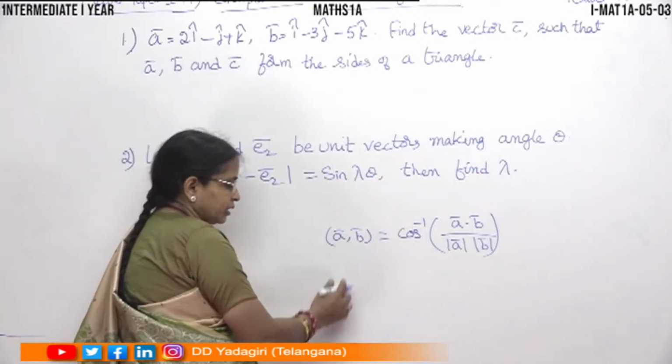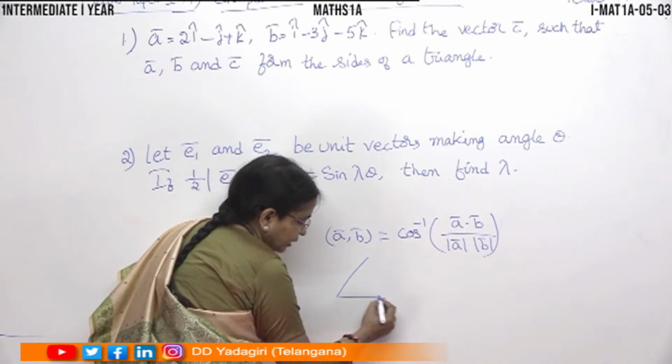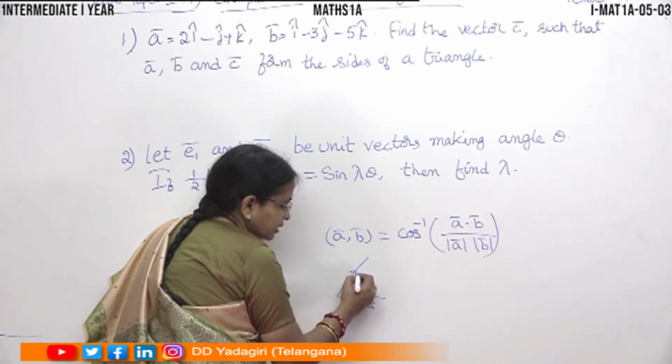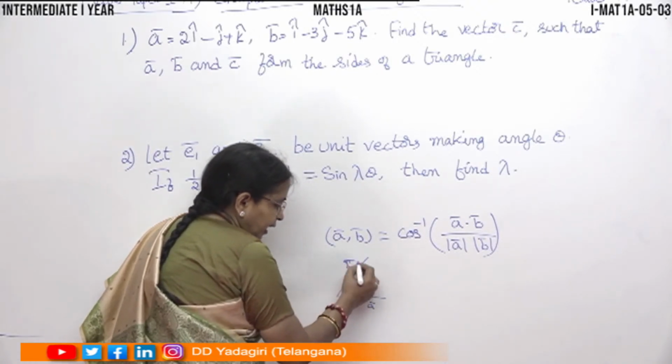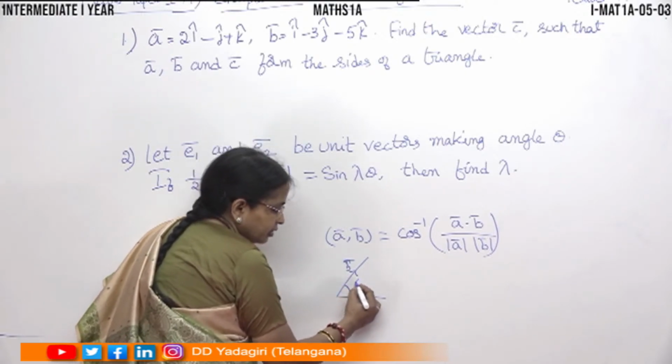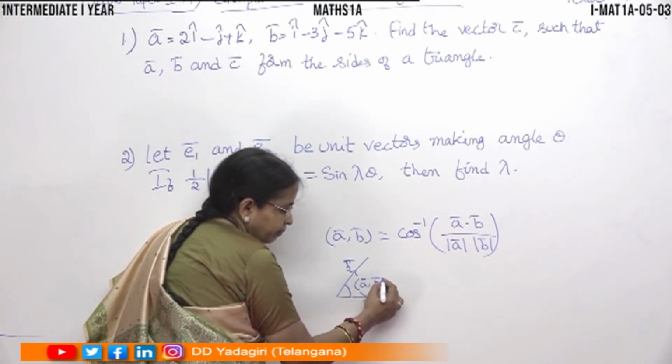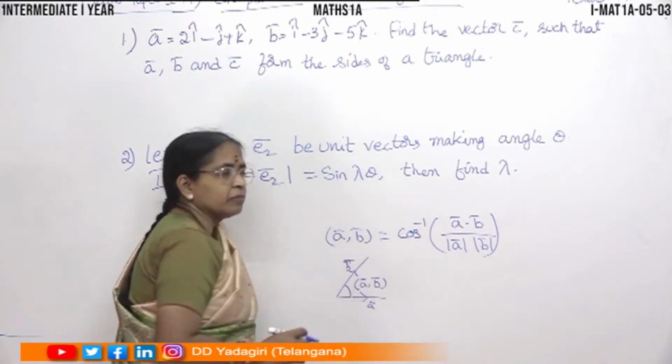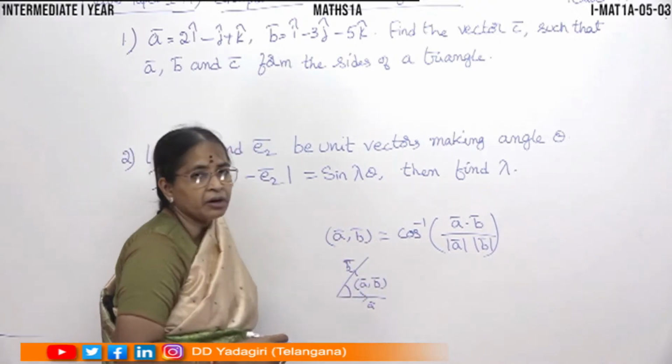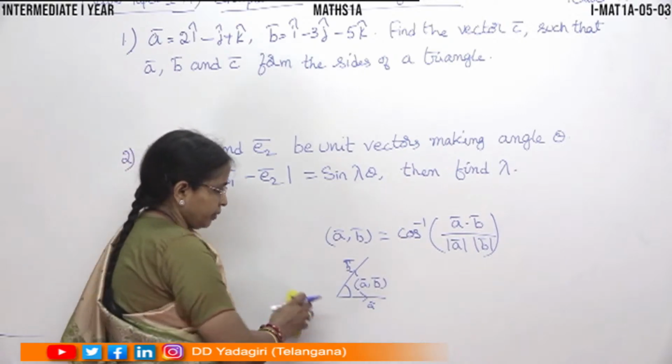Angle between two vectors, suppose A and B vector are like this. This is A vector and this is B vector. Then the angle between them is denoted by this symbol AB. That is given by the formula cos inverse of A dot B by mod A mod B.